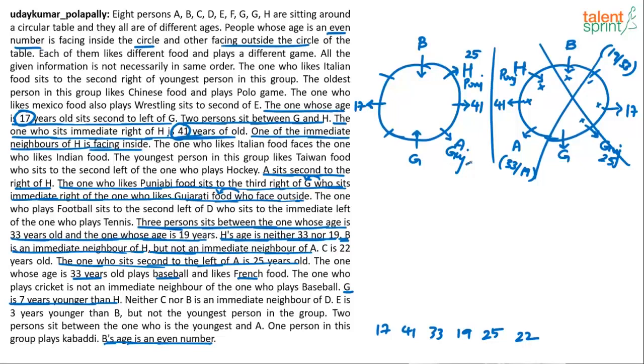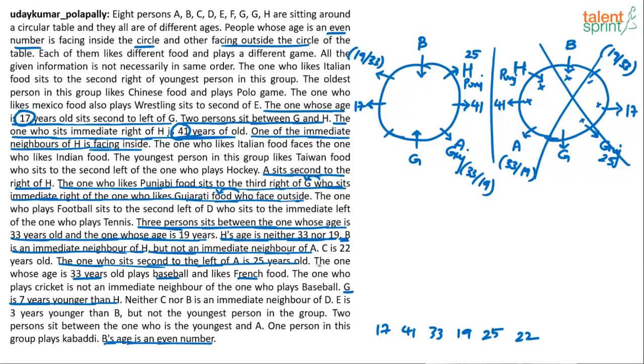So A will be 33 or 19. Accordingly, the other person will be 19 or 33. But this person will be facing outwards. Both the persons will be facing outwards, right? So far, good. I think case number 1 only is correct. Sorry about the confusion we had earlier.